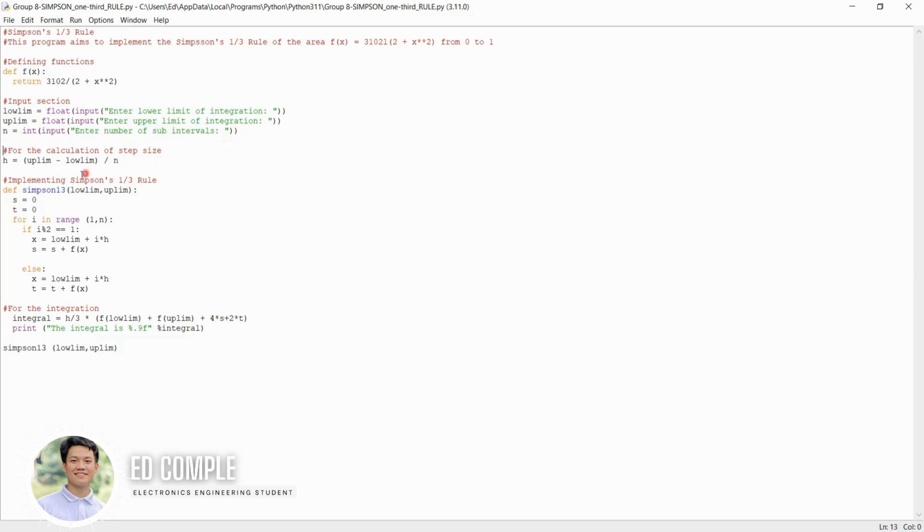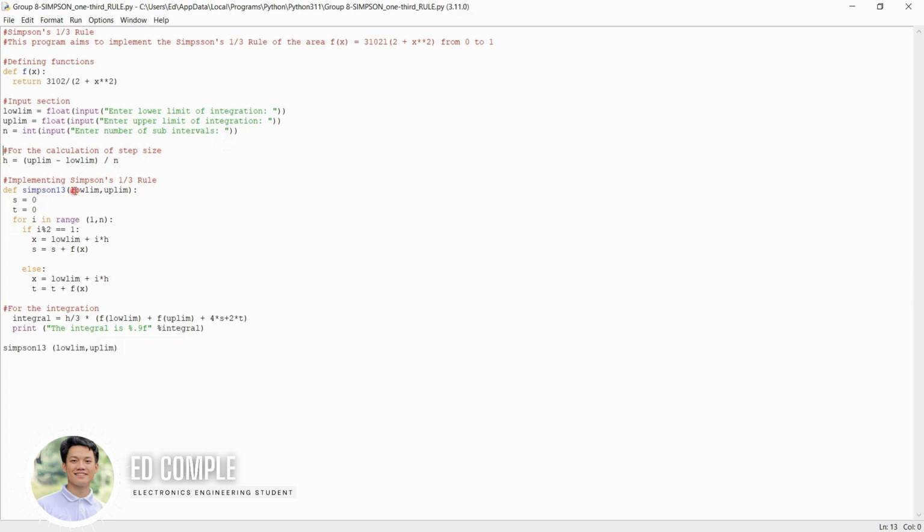And then we have the calculation of step size. So we have the formula, which is h is equal to upper limit minus lower limit all over n. N corresponds to subintervals. After that, we are now implementing the Simpson's 1/3 rule.